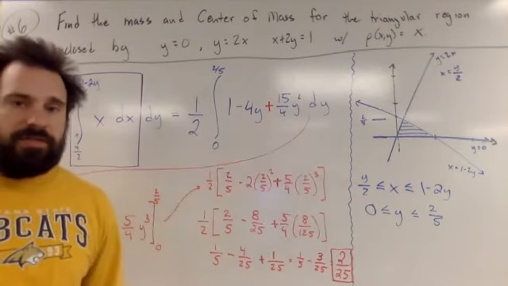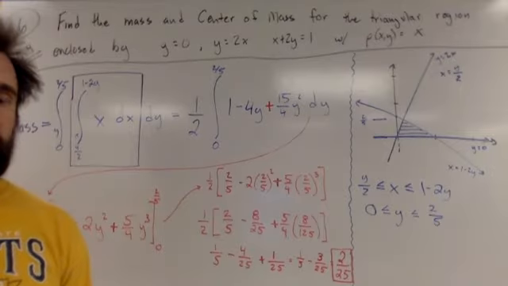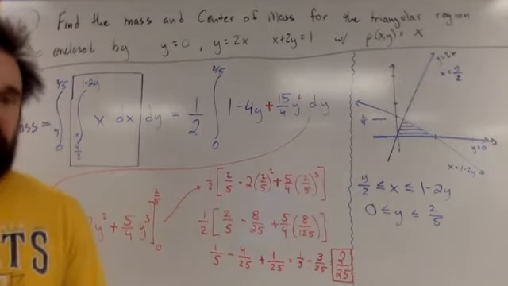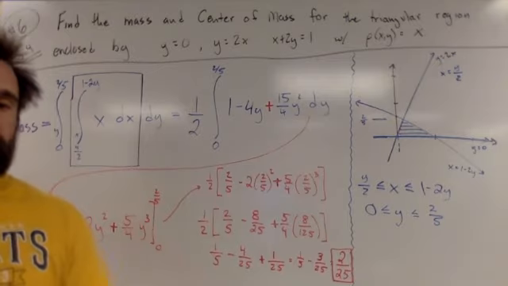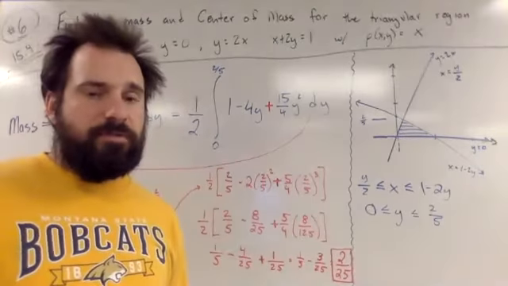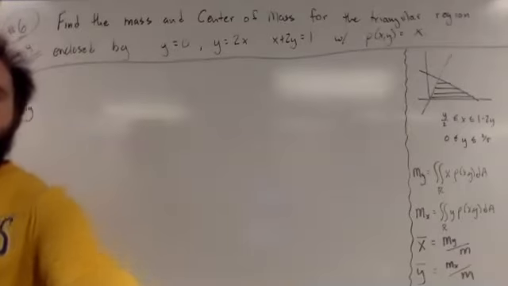Okay, so that's the mass of this lamina in that triangular region. So we're going to have to keep that in mind so that we find the center of mass. I'm going to have to divide my moments in x and y by that 2/25. So keep that in mind. The next thing we have to do is the moments. So let me clean up and we'll do that.